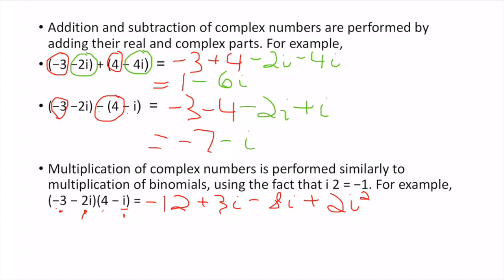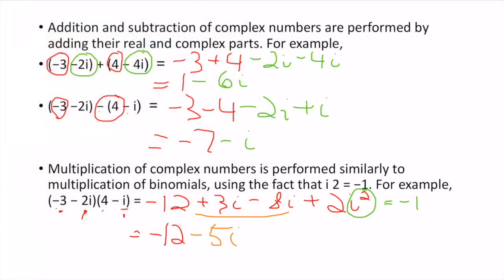Now we have to simplify. First, we know that i squared equals negative 1. So I'll just rewrite this. We have negative 12. I'll combine these two together, just collect them, so we have a negative 5i. Then here we have a positive 2, and we're going to substitute in negative 1 for i squared. So we have 2 times negative 1, just minus 2.